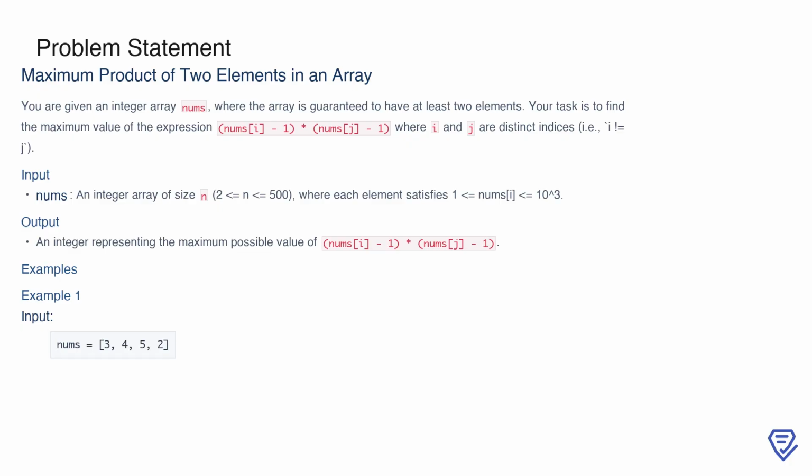and 1000. For example, if the input array is 3, 4, 5, 2, then we need to determine the two distinct numbers in the array that will maximize the given expression. The result will be an integer representing this maximum value.